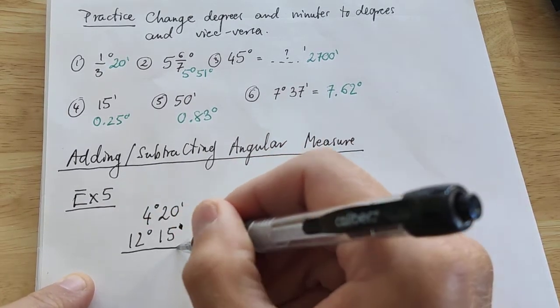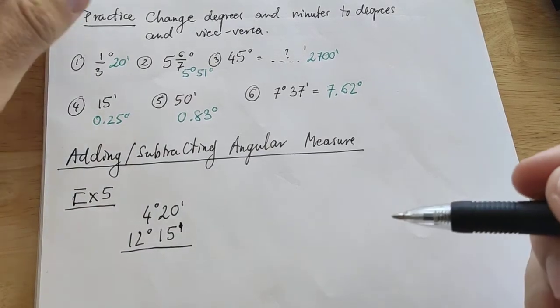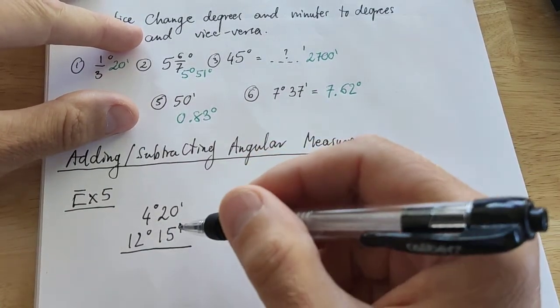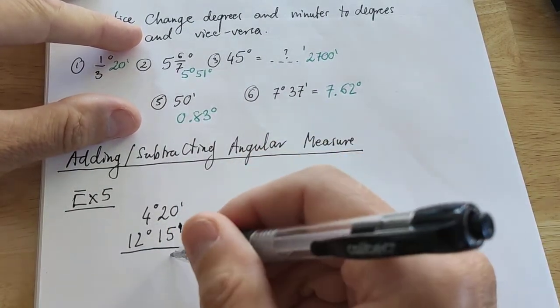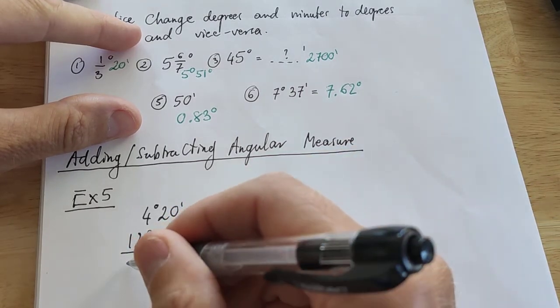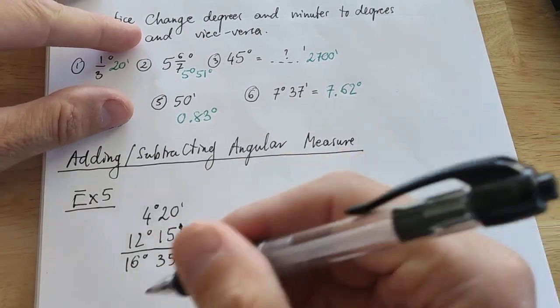Okay, so it's basically like adding hours, right? So when you're adding 2 hours and 12 minutes plus 6 hours and 11 minutes, you just add hours to hours and minutes to minutes, and there's no problem. So that's the situation here. So 5 plus 3, so it's going to be 35 minutes, and here I have 16, right? So 16 degrees and 35 minutes.